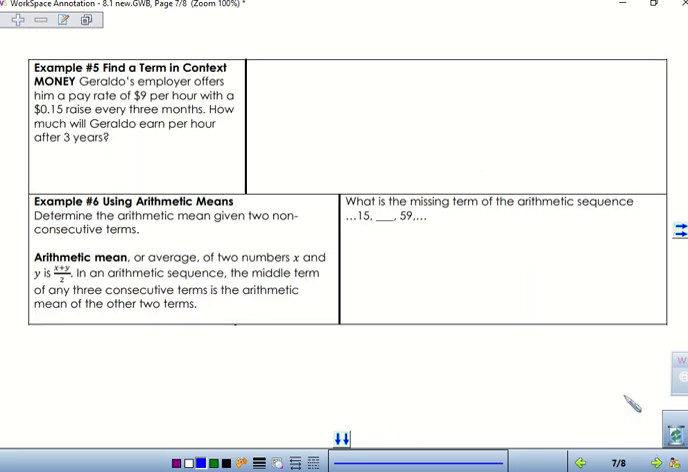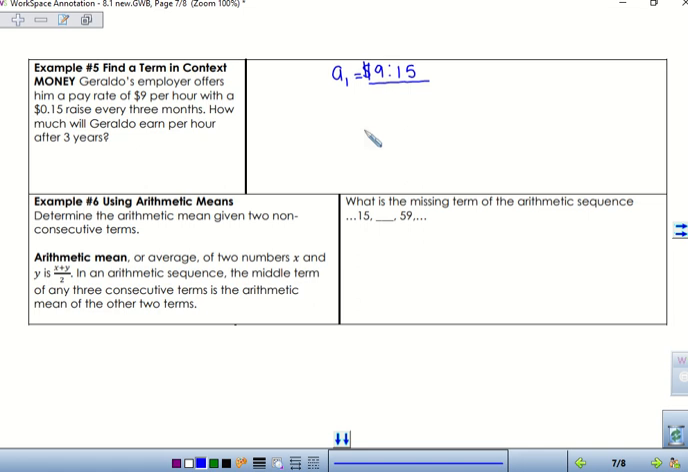So, find a term in context of money. It said Geraldo's employer offers him a pay rate of $9 per hour with a 15-cent raise every 3 months. How much will Geraldo earn per hour after 3 years? So this question is a little bit tricky. Let's think about it in context. The first term would represent his money after his first raise. So if he started with $9, how much is he going to make after his first raise? $9.15.